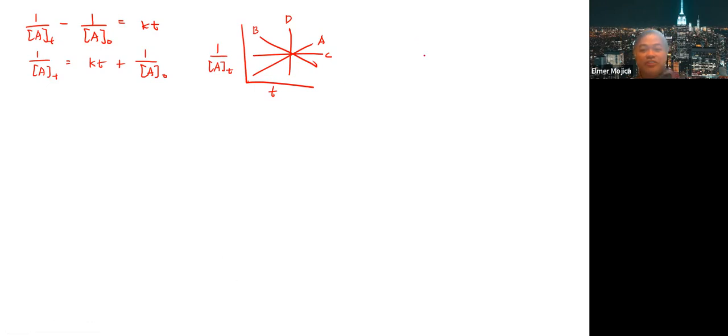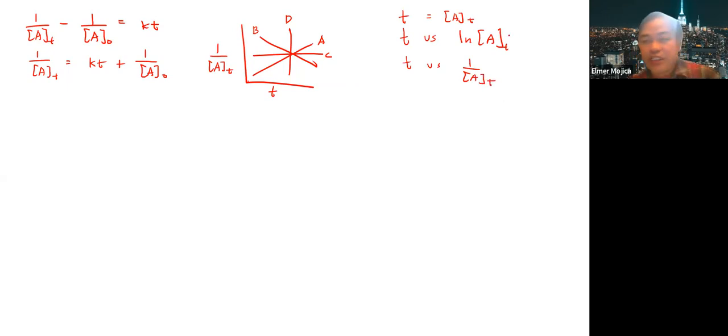If you have this, or they're going to give you a plot: t versus ln of A, or t versus A, or t versus 1 over A. So the question is, which of these is the zero order, first order, second order? So this is the zero order, the first order, and the second order. Here you have A going up because you have a positive k. I gave the specific problem solving in the short one, but I think I also have an example in the long lecture.